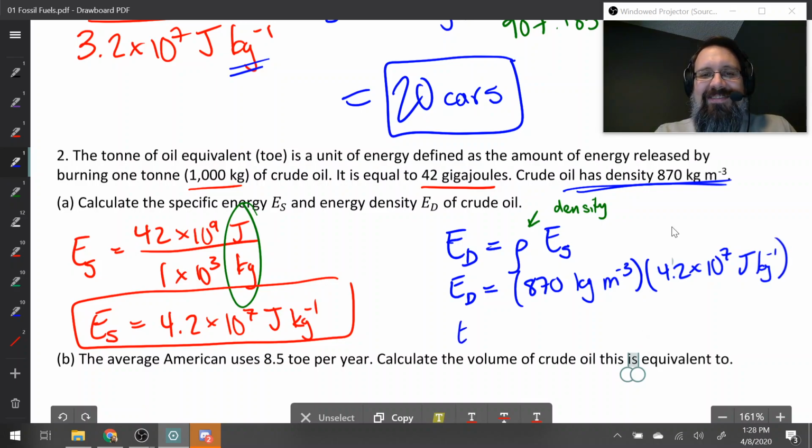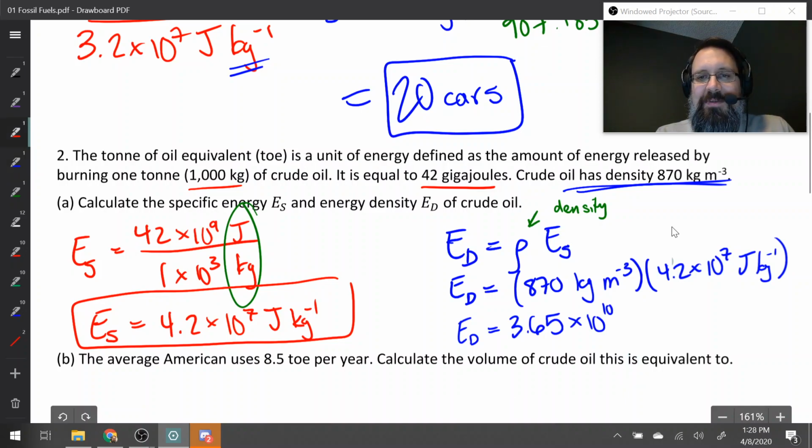All right, so that gives us the energy density of crude oil is 3.65 times 10 to the 10. And now if we look at what units are left over here, the kilograms times per kilograms cancels out, and we're just left with joules per cubic meter.